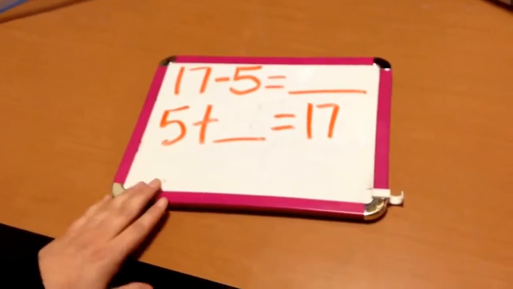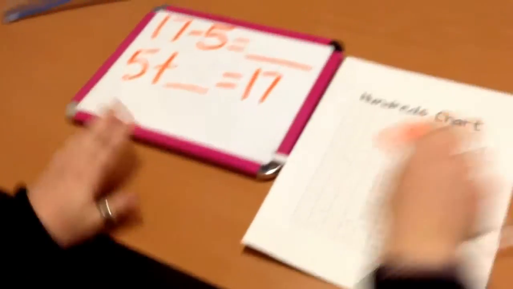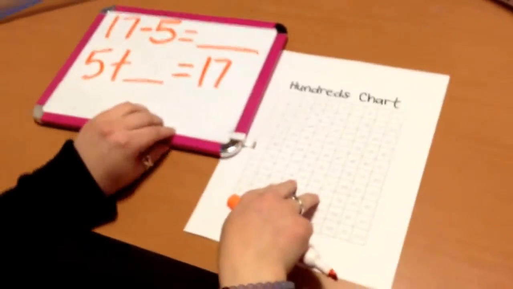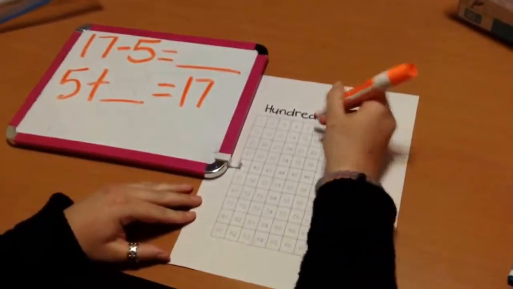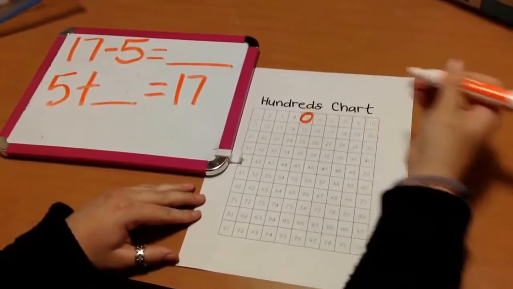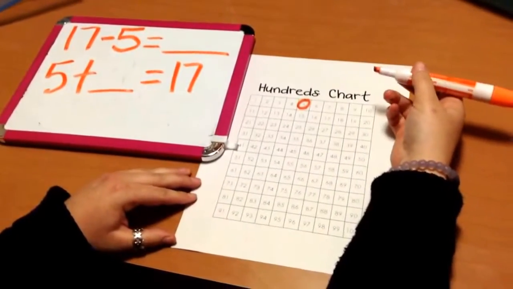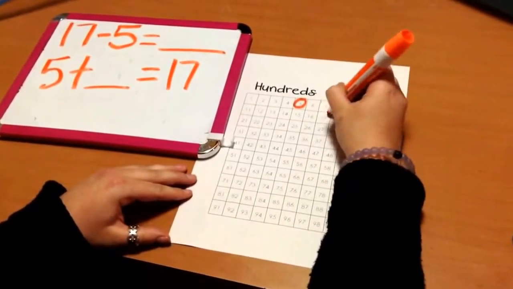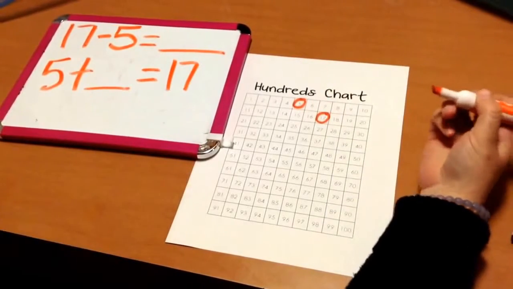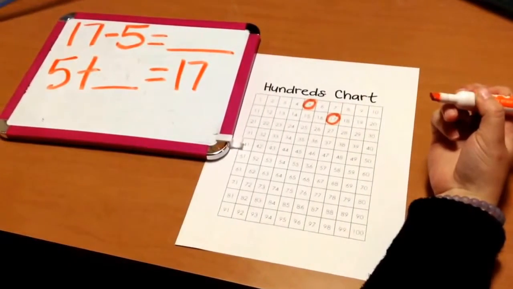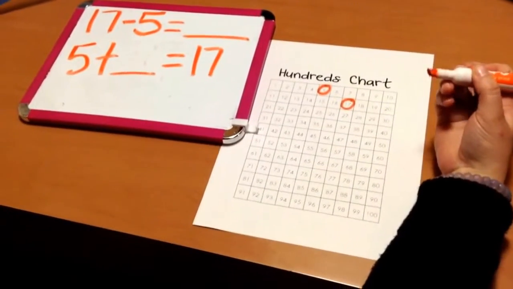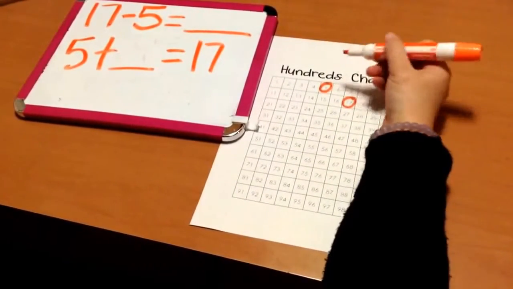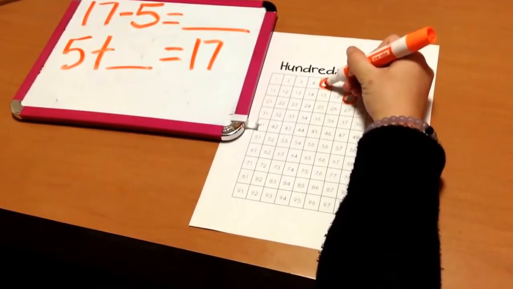So in order to do this problem, we're going to use our hundreds chart, and we are given the numbers 5 and 17. So we're going to start by finding 5 on the hundreds chart, and we're going to circle it. Next, we need to find the number 17 and circle it on the hundreds chart as well. Now that we have both numbers circled, we are going to find the easiest way to get to 17 from 5. So looking at our hundreds chart, we see that we can go down one row.